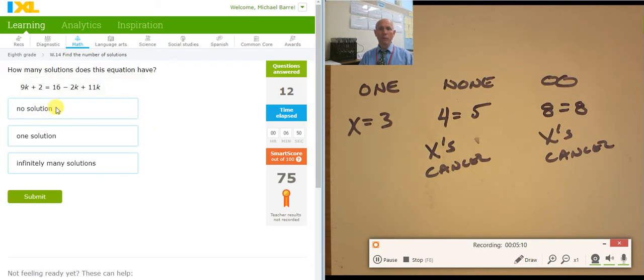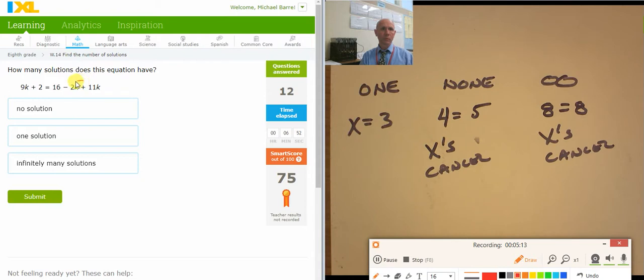9k, what do these become? I can't write on this thing today. I would try it again. Here we go. Right there. See those guys right there? That's going to become a 9k. That 9k is going to cancel out with this 9k, and I'm left with 2 equals 16, which tells me there is no solution.